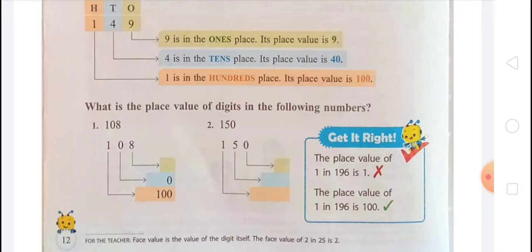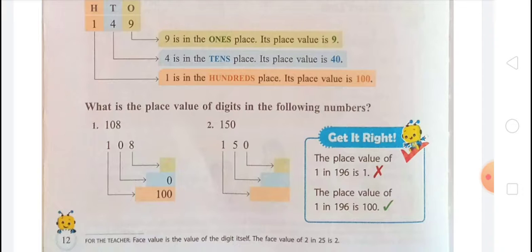So 8 is in the 1's place, so its place value is 8, and 0 is in the 10's place and its place value is 0, and 1 is in the 100 place, so its place value is 100. Once again, in 108, 8 is in the 1's place and its place value is 8, 0 is in the 10's place and its place value is 0, and 1 is in the 100 place and its place value is 100.